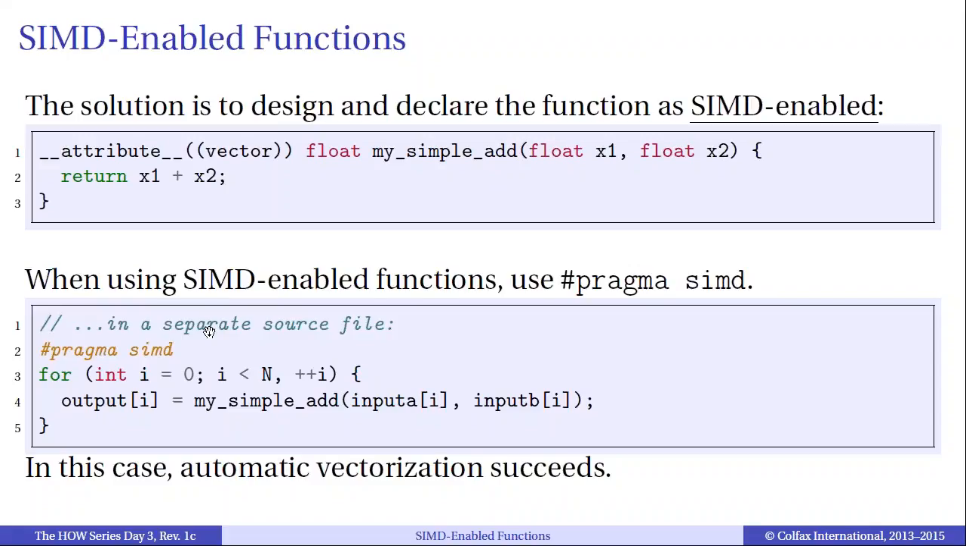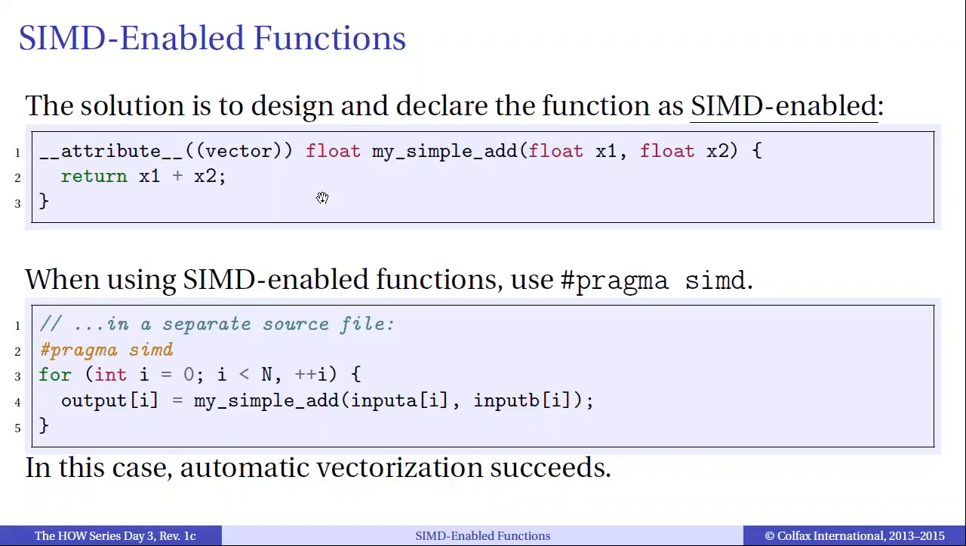When I'm using this function, normally I would have to put a hint, pragma SIMD, before this loop, and this hint tells the compiler that this function is not a simple function. It actually has vector implementations in the object file or in the library file. So the compiler should look for these vector implementations and try to vectorize the code. And if the compiler finds it, then the loop will be vectorized.